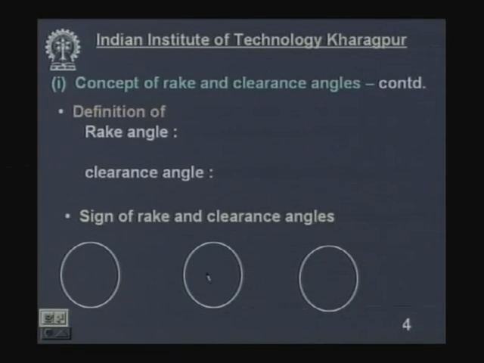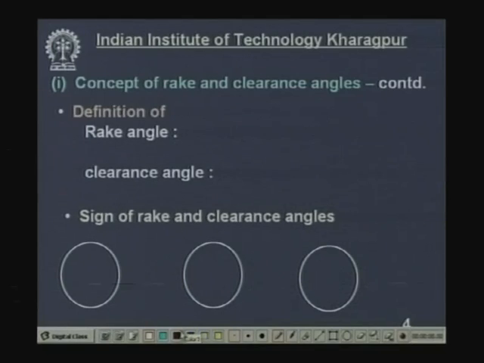Like here, this is the workpiece, it is rotating in this direction. Now, you take a tool and the chip flows like this.